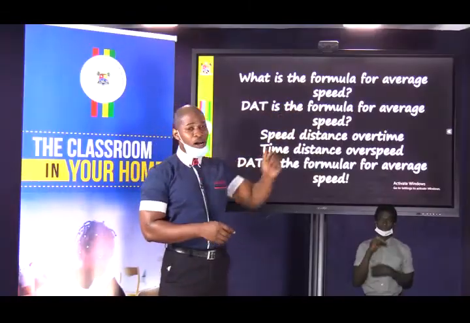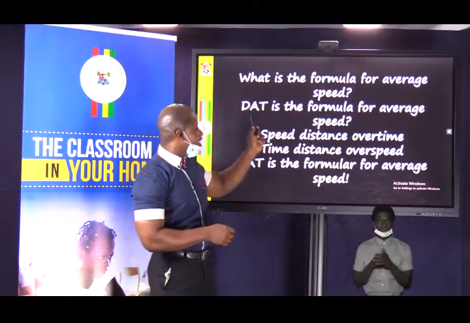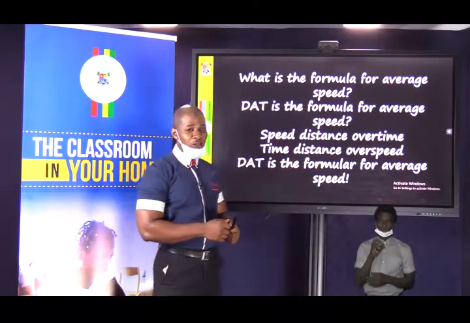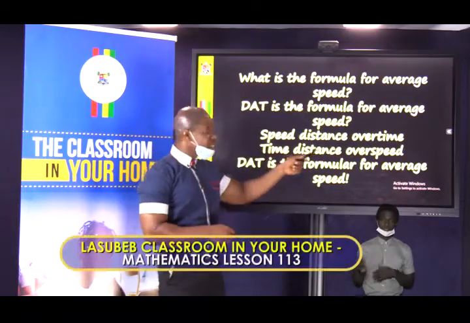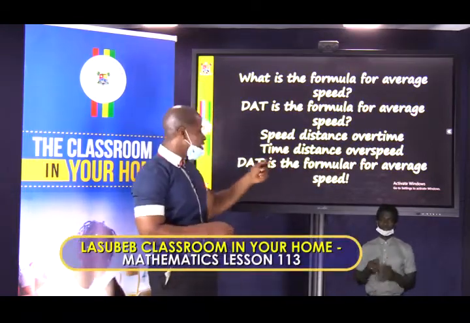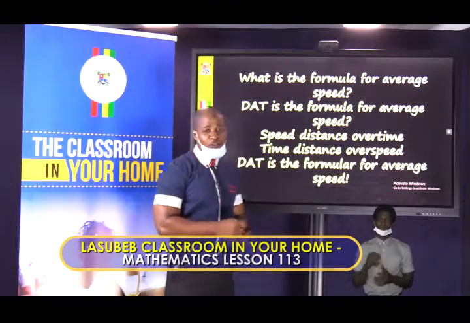What is the formula for average speed? That is the formula for average speed. Speed, distance over time. Time, distance over speed. That is the formula for average speed.